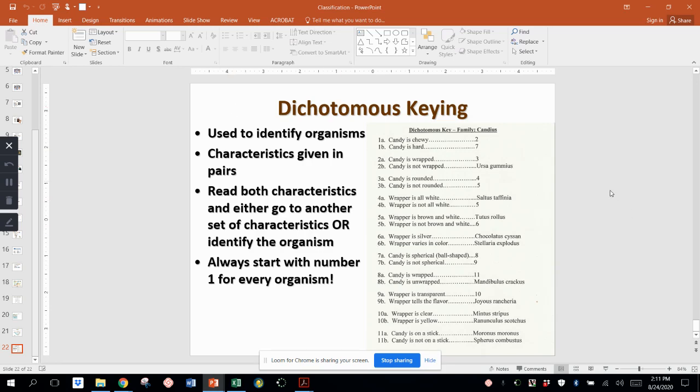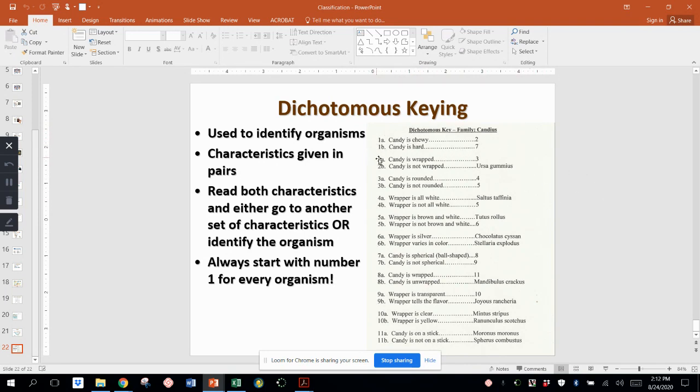Okay, so real quick, we're going to talk about dichotomous keys. A dichotomous key is a way to identify organisms that we don't know the scientific name of, usually based on their physical characteristics. It's called a dichotomous key because everything is given in pairs. If you notice here, all the characteristics are given in pairs.